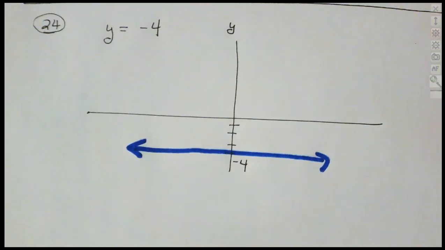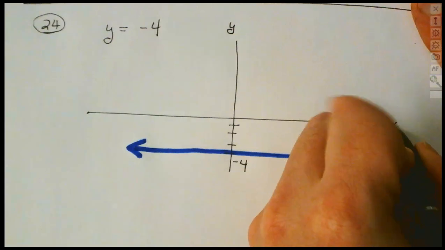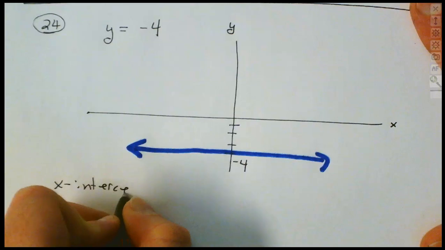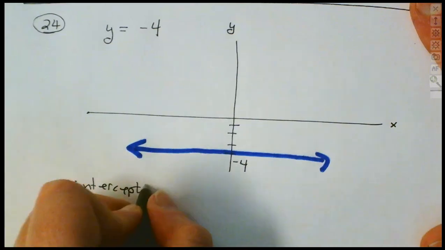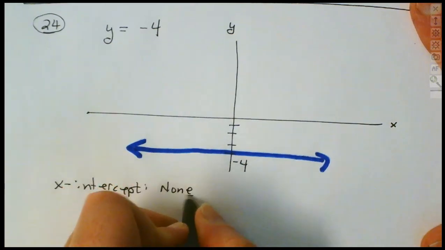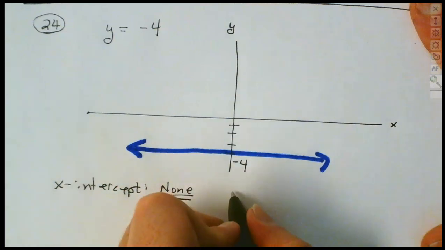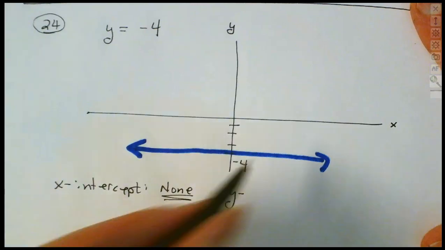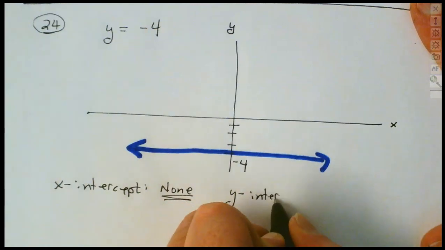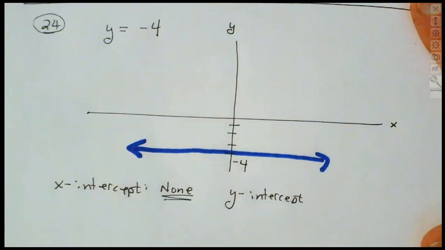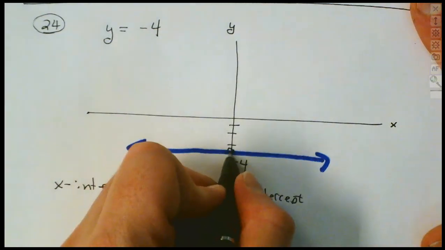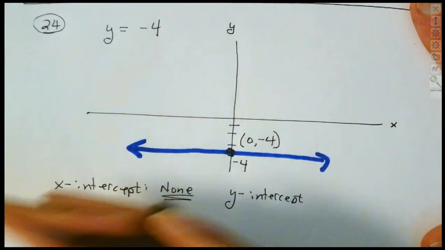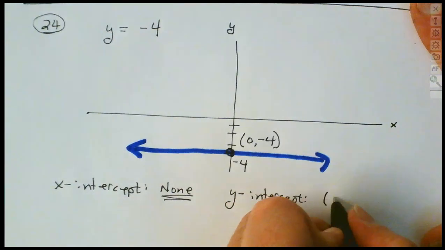Now, where does this line cross the axes? Remember, this is your x-axis. So when we talk about our x-intercept, do we have any? No, we have none. Here's where students make a mistake, and I may have to take off a point or two if you did this. So the y-intercept. The y-intercept is not -4. The y-intercept is right here, and that is at 0, -4. So what would your y-intercept look like?